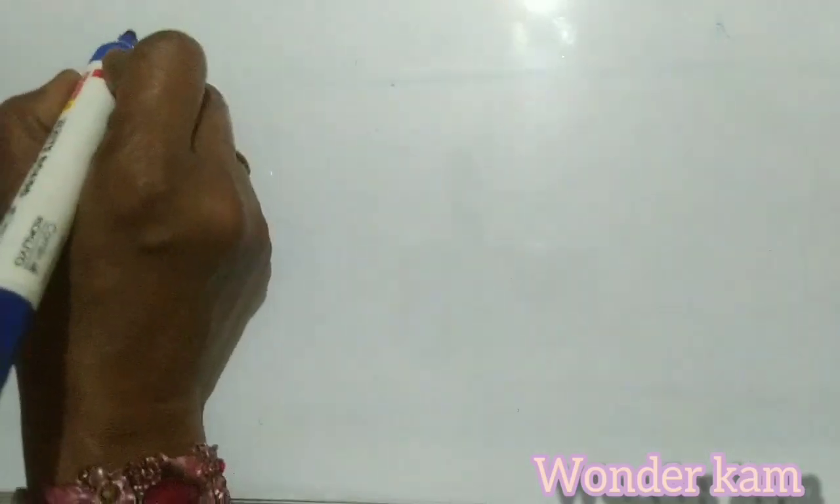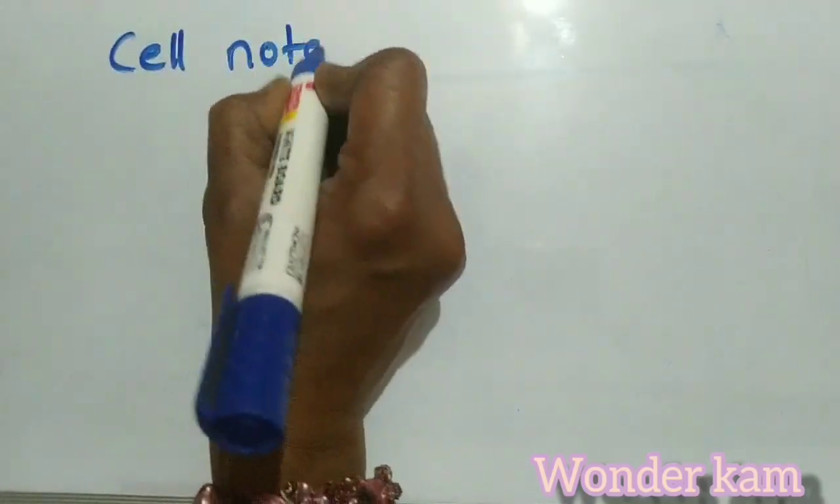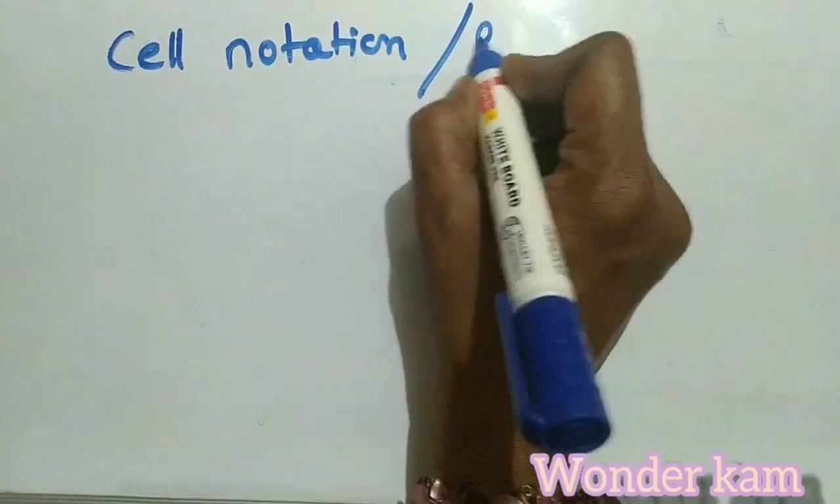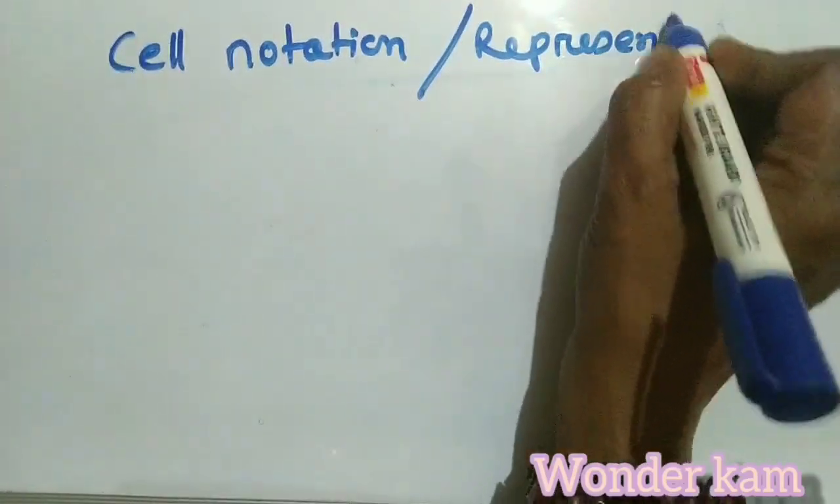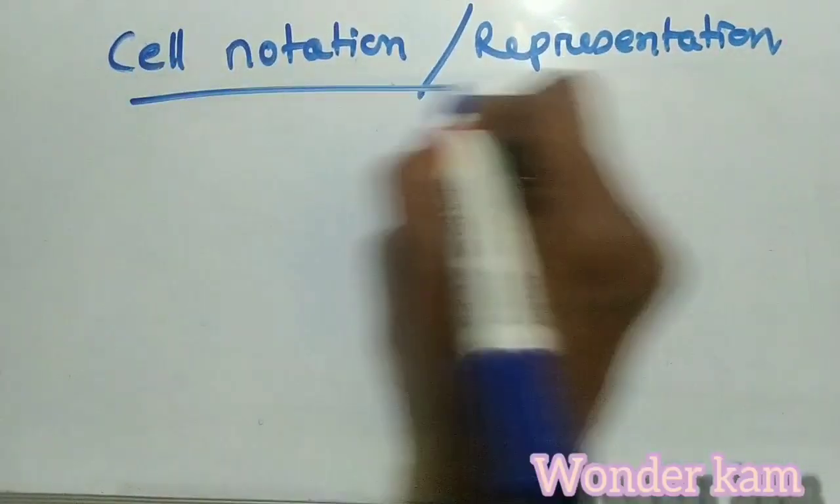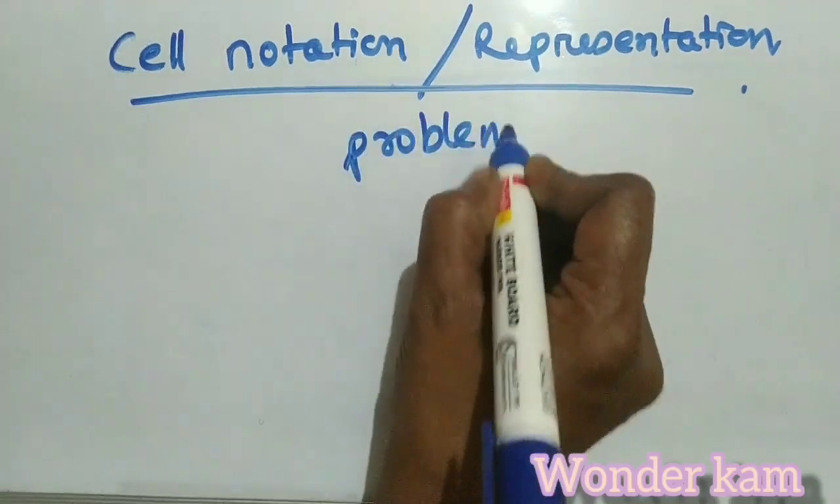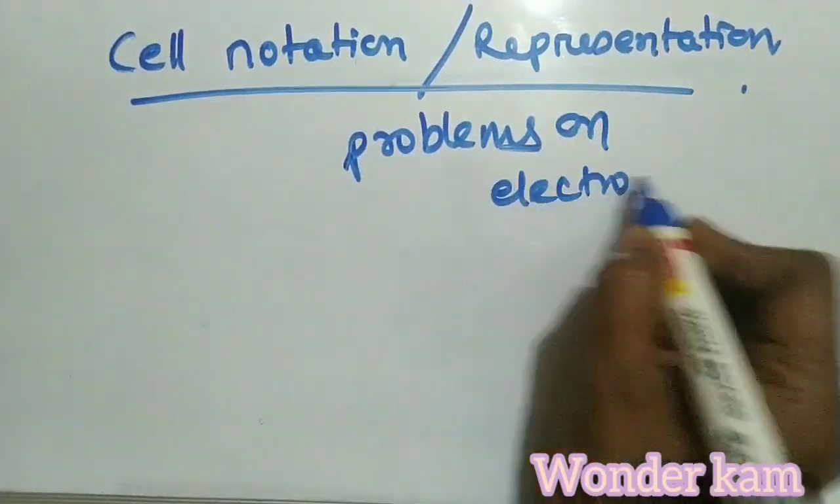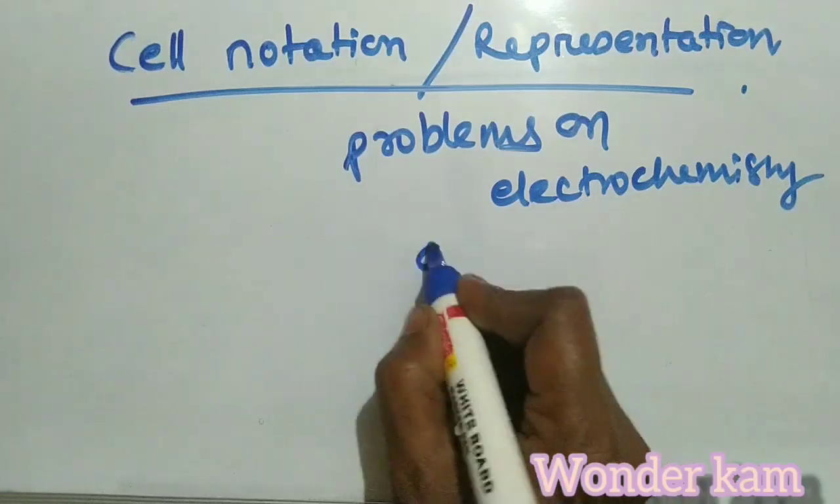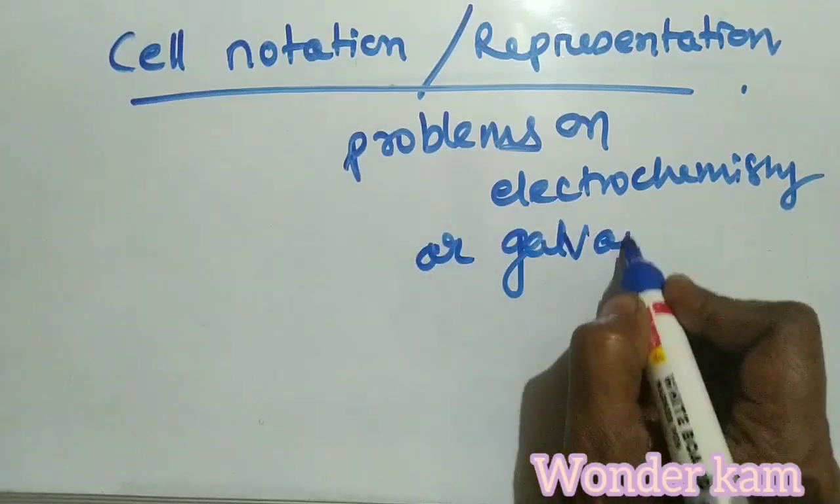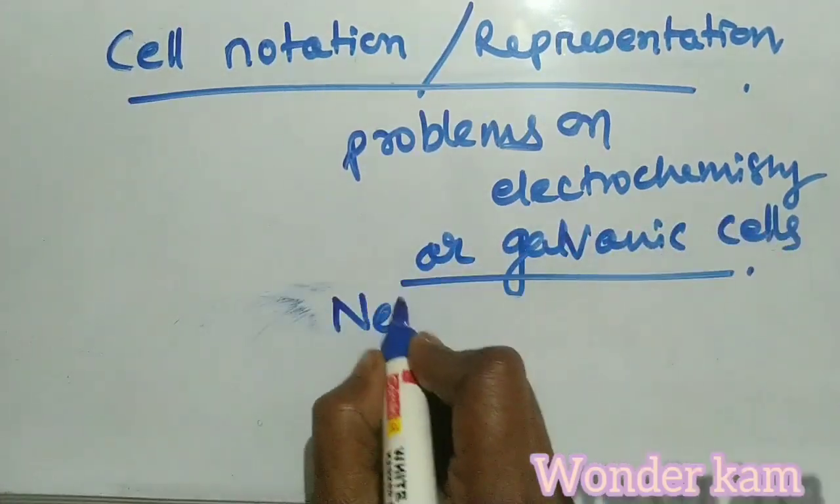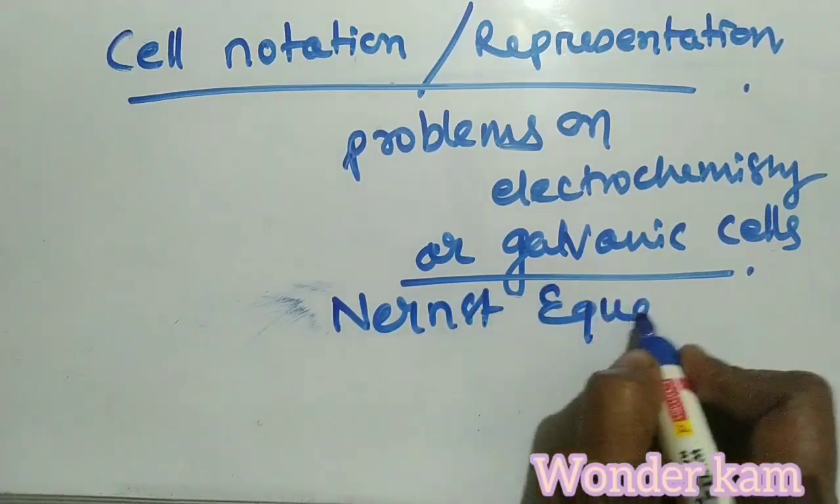Hello friends, we will see in this video how to write a cell notation or a representation of a galvanic cell in the easiest way. And this cell representation in a correct way is an important step in electrochemistry, and it is also the gateway to solving any type of problem related to it, even in the case of the Nernst equation too.